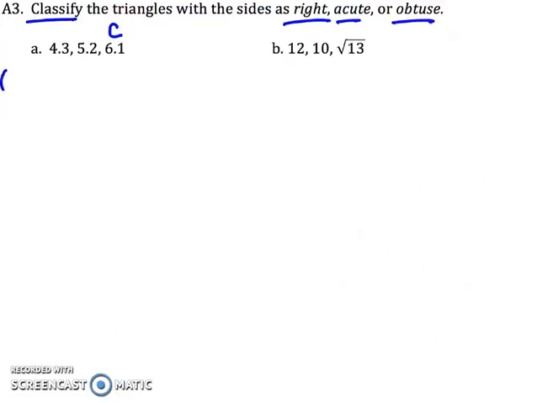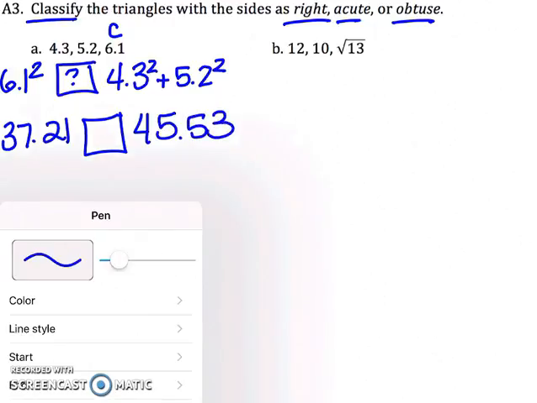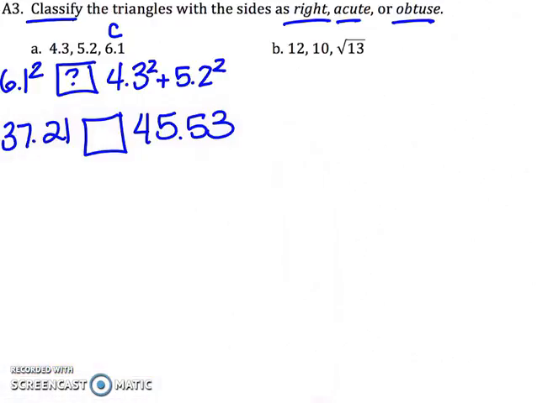If I set up my inequality, I'm going to have 6.1 squared, and I'm going to question, is that less than, greater than, or equal to 4.3 squared plus 5.2 squared. Calculating 6.1 squared, that's 37.21. And on the right side, I have 4.3 squared plus 5.2 squared, which is 45.53. Now, comparing it, well, 37 is less than 45.